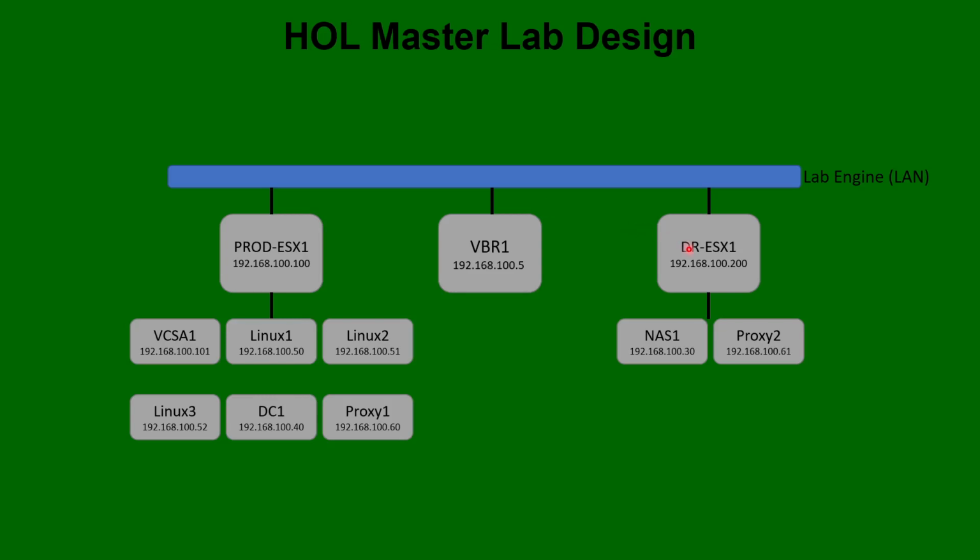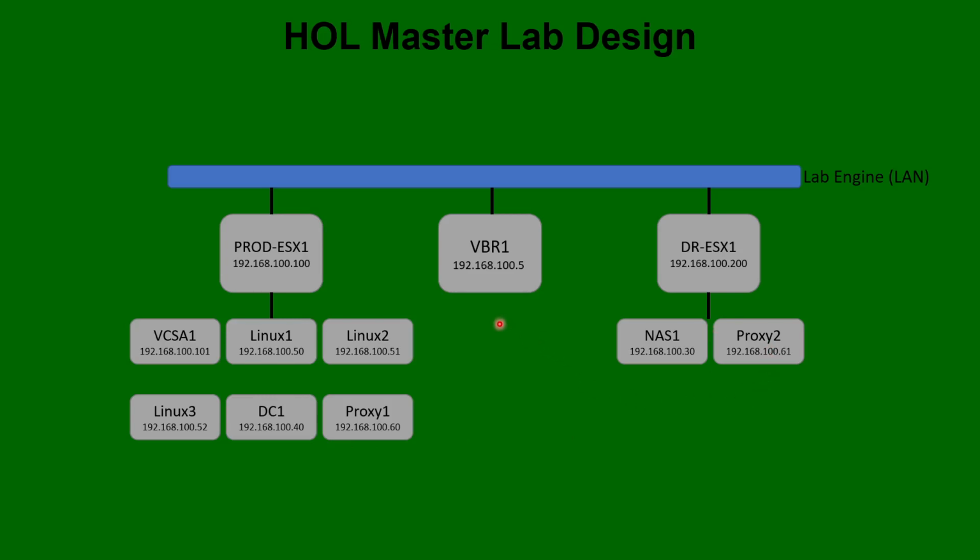And then over here, you will see the DR ESX1 for the disaster recovery site. Beneath this, you will see a NAS1 for our storage for NAS, and a proxy 2. Why we have a proxy 1 and proxy 2 will become much more clear as we do the lab itself.